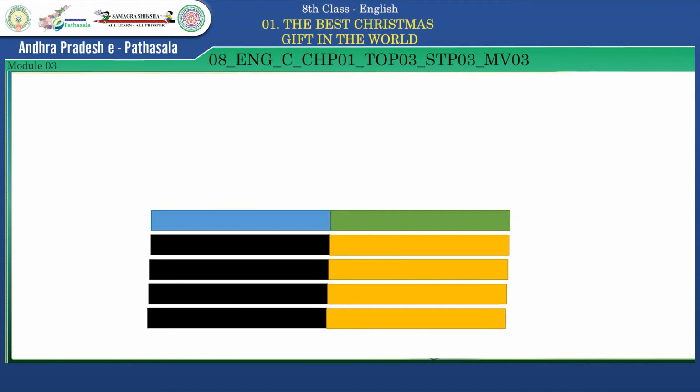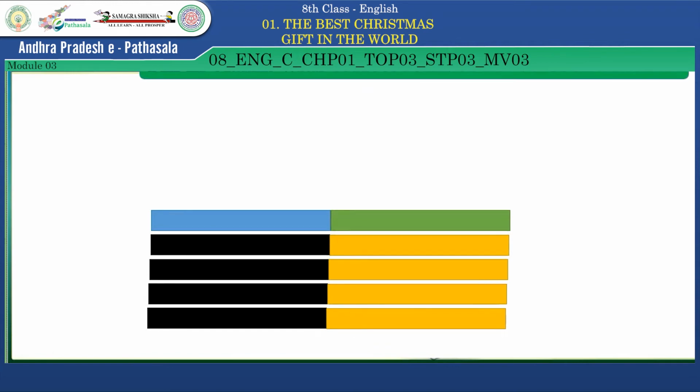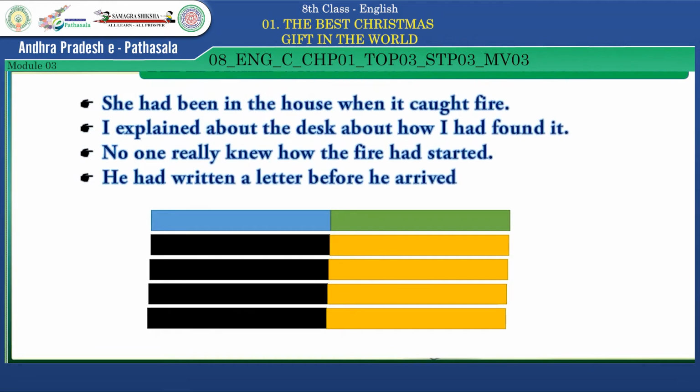Students, let us do the exercise related to verb forms. Fill in the blanks with the correct form of the verbs in the brackets. The first sentence, she had been in the house when it caught fire. I explained about the desk, about how I had found it. No one really knew how the fire had started. He had written a letter before he arrived. Now, you have to place the past verb forms and earlier past.